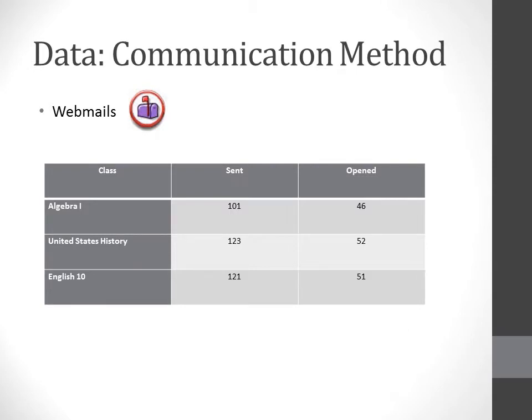So here is the data based on communication methods. The first method was webmail. So in Algebra 1, 101 students were sent. So that's how many were given the opportunity to look at the webmail. And then those are the ones that opened. So as I was doing my research, when I looked at the data by communication method, it didn't tell as much of a story as when I looked at it by subject area. So this looks pretty average. This is what I would guess it would be.